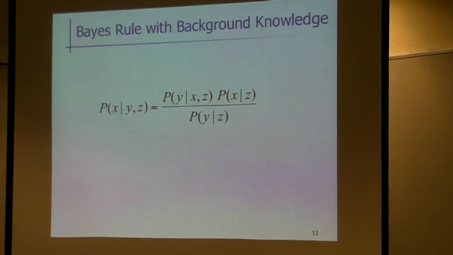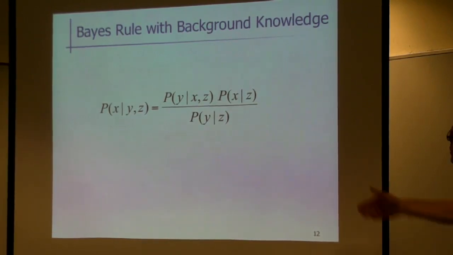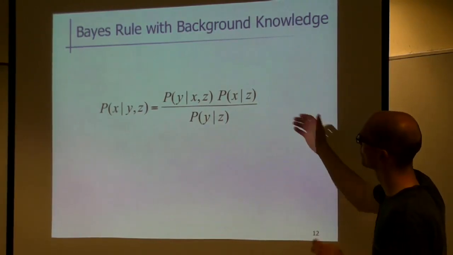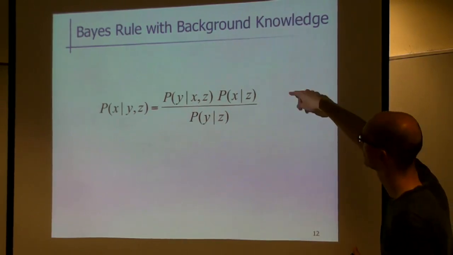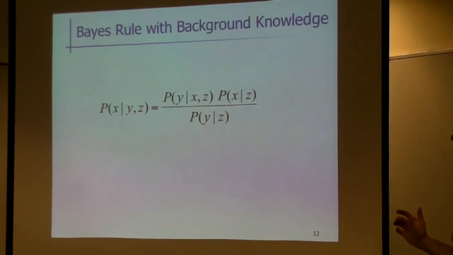So here's Bayes' rule with the additional conditioning. The standard Bayes' rule we had was x given y equals y given x times the prior for x divided by the normalization constant. Now all of these just have an additional conditioning on z.